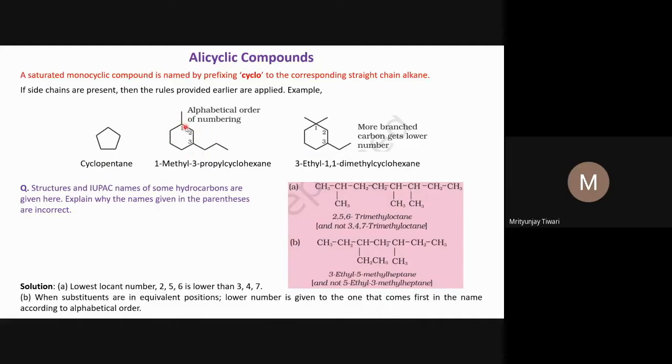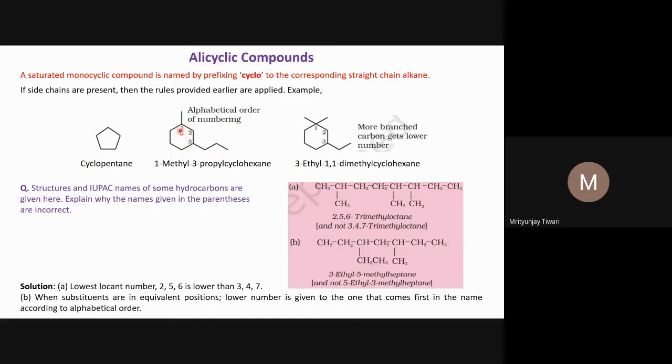And how will we do the numbering? That depends on the rules we have already studied. We will follow alphabetical order if these branches are at different positions. And if there is more than one branch at one position, then the more branched carbon atom gets the lowest number. So if ethyl and methyl groups are here, ethyl comes first, so the numbering will start from ethyl, then methyl. Or if the methyl and propyl groups are there, methyl comes first, then the propyl, so the numbering will start from the propyl.